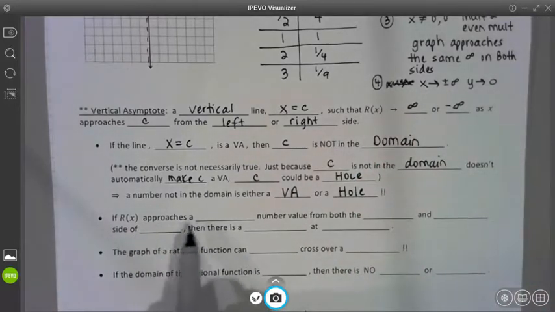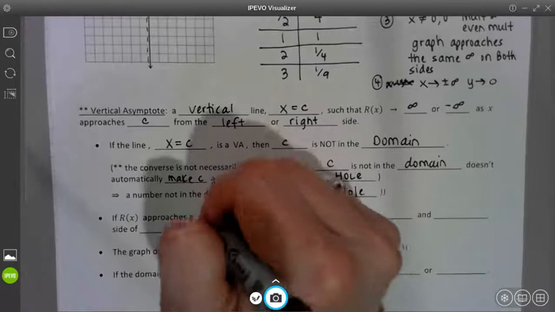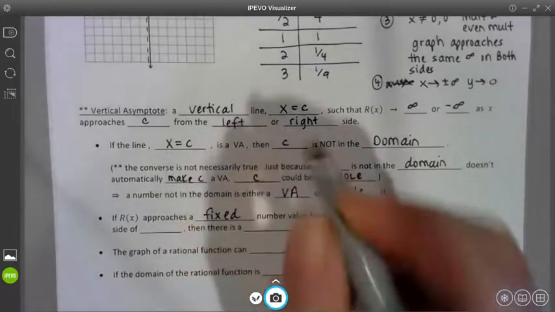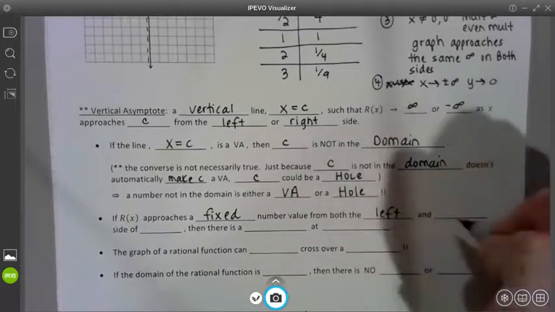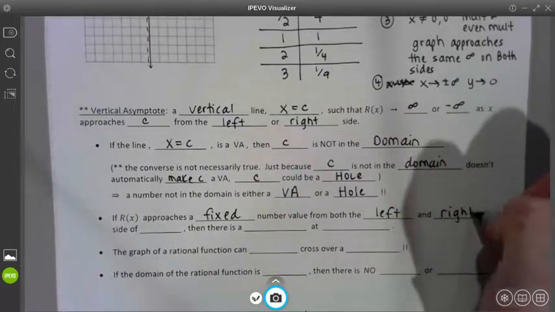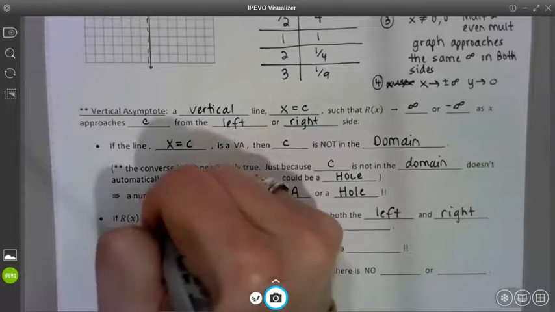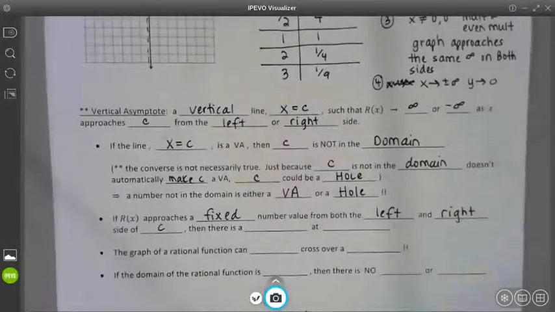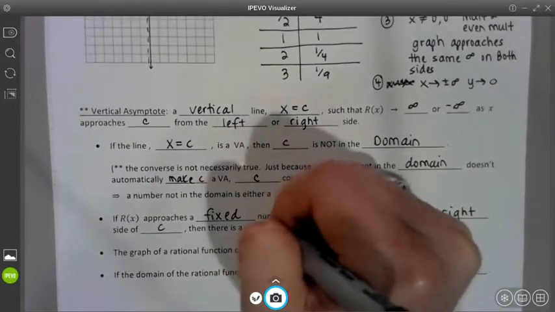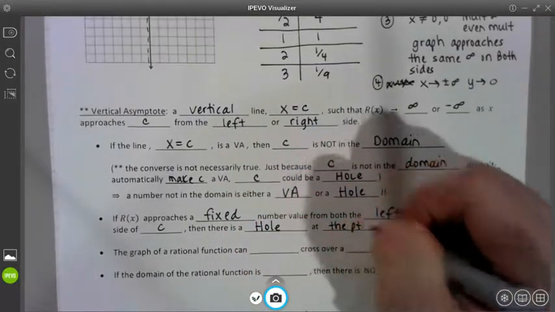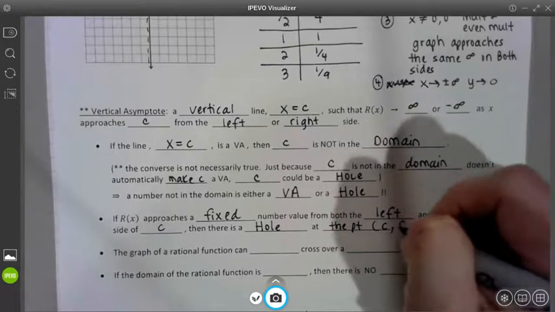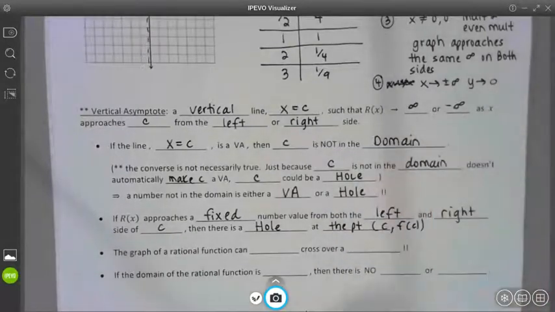All right. If r of x approaches a fixed number value from both the left and right side of c, that number that's not in the domain, then there is a hole at the point where x is c and y is f of c, when you plug c into the function and get a number out. So that's the difference.